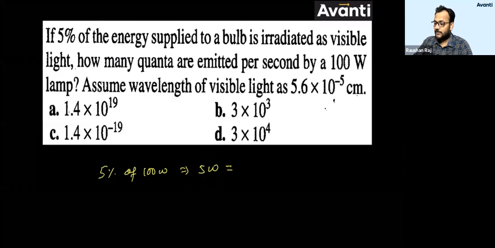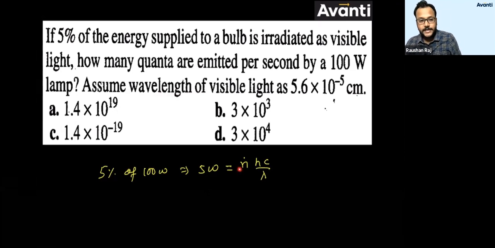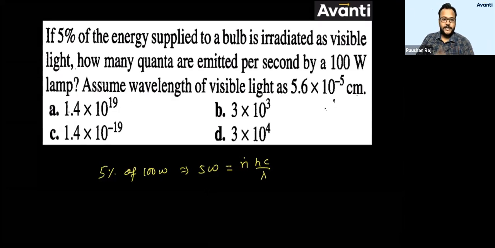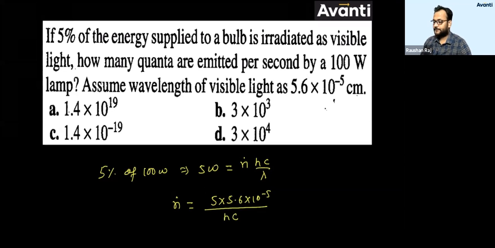We have to find what is the number of photons, number of quanta per second being emitted. So I'll write n dot into h nu or hf or hc by lambda, because lambda is given to us. Why am I writing n dot? N is the number, dot means rate per second. So n dot is number of photons, number of quanta per second. So from this part I'll get n dot is equal to 5 into lambda. Lambda is 5.6 into 10 to the power minus 5 divided by hc.